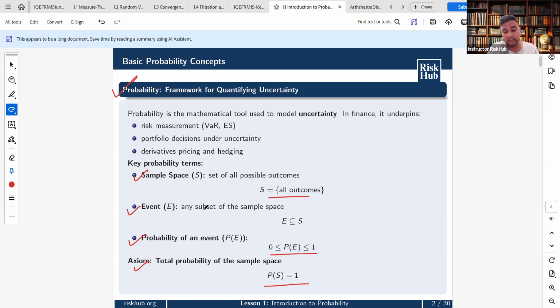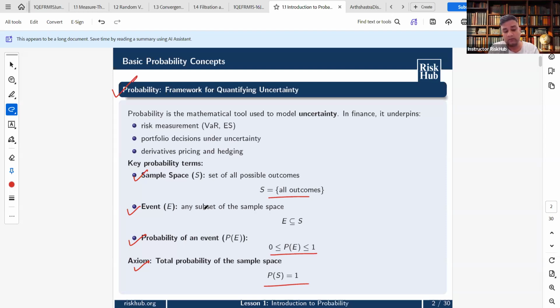An event is simply a subset of outcomes. Think of the sample space as the entire universe, and an event as something you care about, right? In finance, the sample space is all possible stock returns. Your event could be the stock generating a positive return, right? And the probability of an event, as the slide gives you, falls between 0 and 1, that we know. Everything lies in between. This is the first probability axiom which you see on screen: the probability of S is equal to 1. Total probability must equal 100%, right? Very, very important to understand. Please keep that in mind.